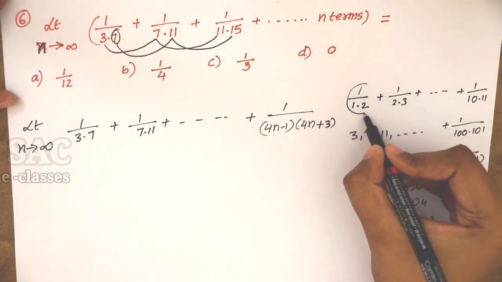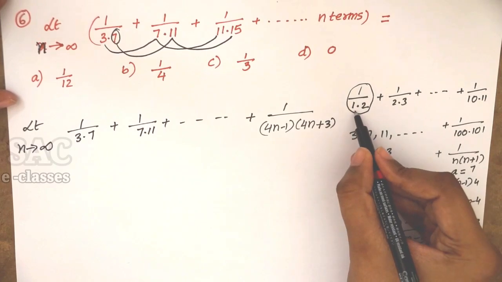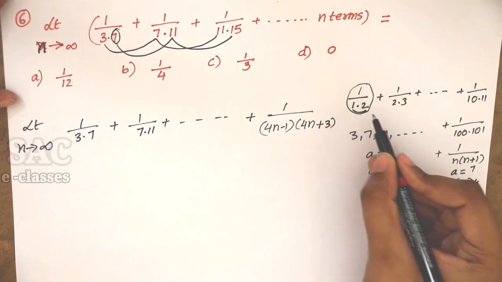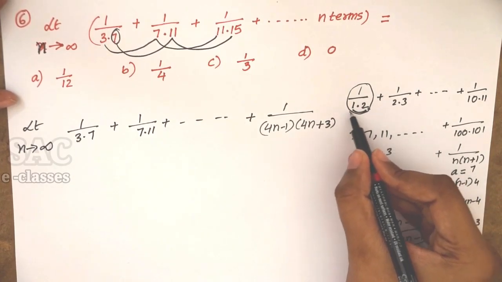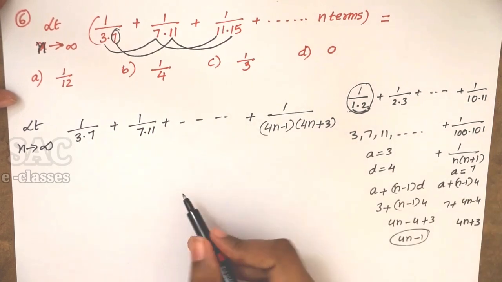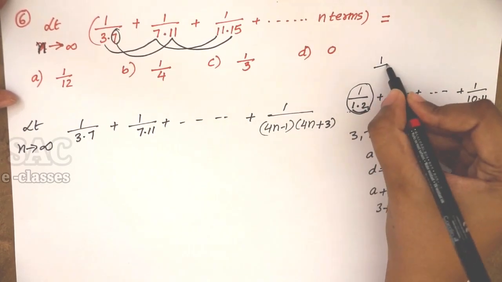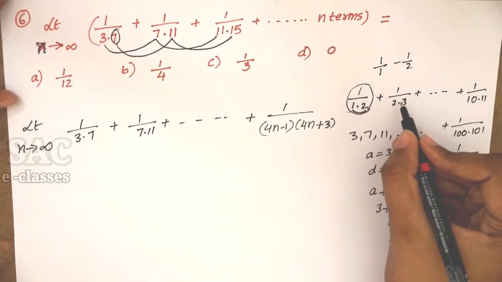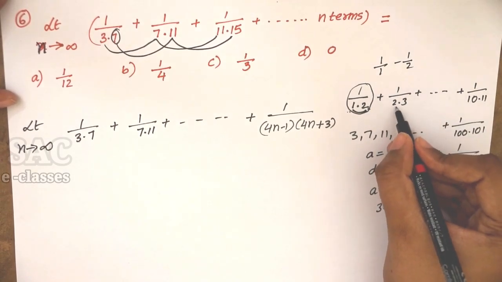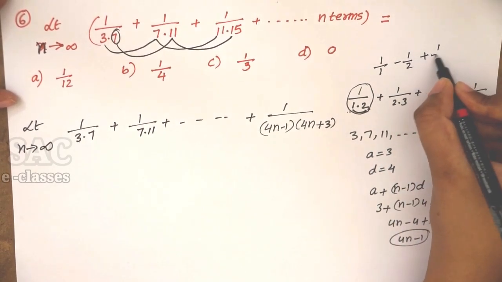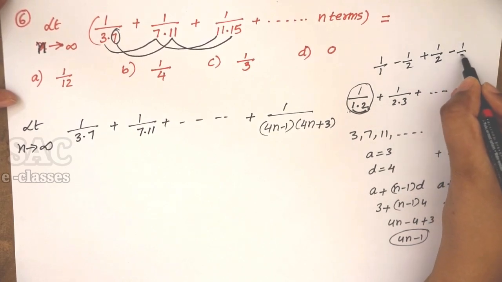See the difference between here to here. What are the denominators here? 1 into 2. What is the gap between them, the difference between 1 and 2? It is 1. So we can split it as 1 by 1 minus 1 by 2. 1 by 2 into 3 can be split as 1 by 2 minus 1 by 3.